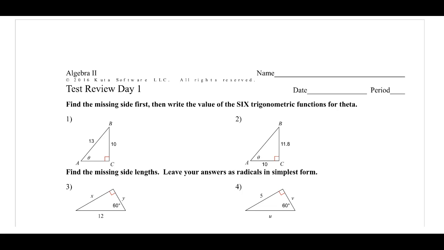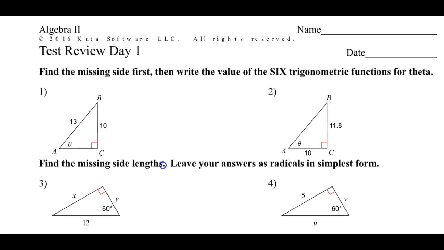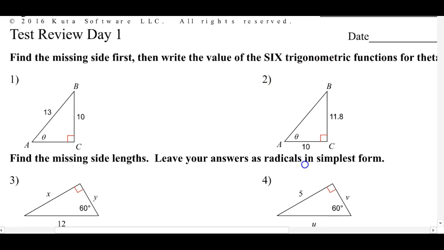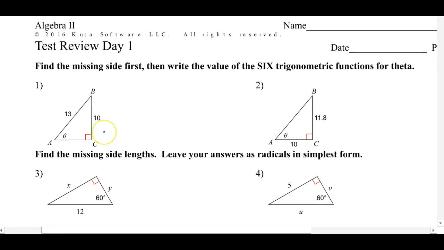All right, so number one, and this is the test review day 1 worksheet that I'm going over. First it says find the missing side, and then find all 6 trigonometric functions for theta. Well, first just find the missing side. And to find the missing side, we simply use the Pythagorean theorem, which is a squared plus b squared equals c squared. So I know that 10 squared plus, well, the missing side is b, because it's opposite, so it's little b. So 10 squared plus b squared equals 13 squared.